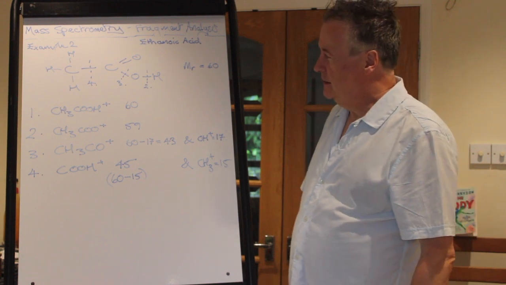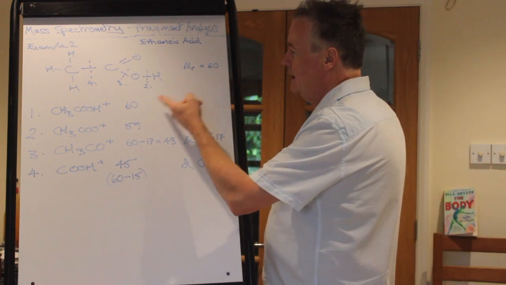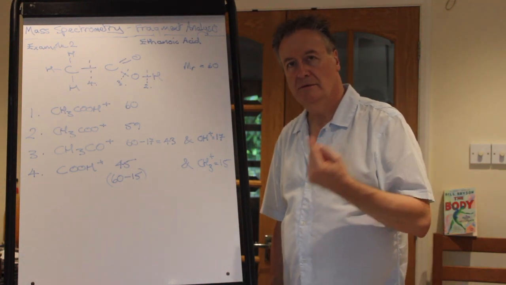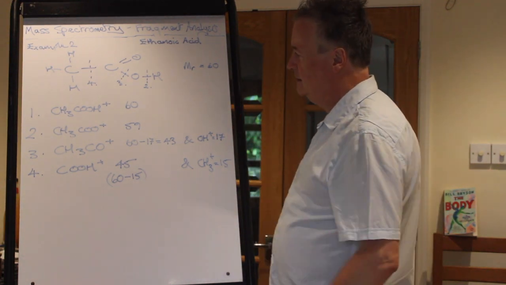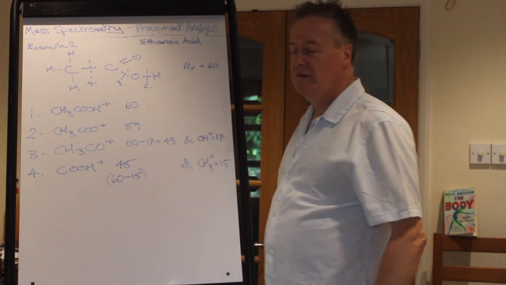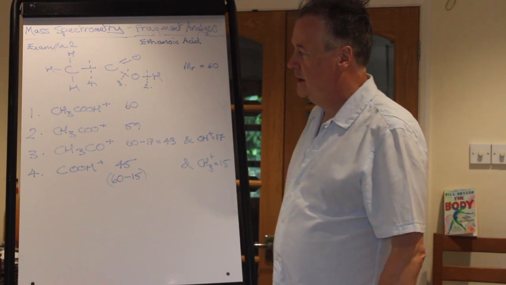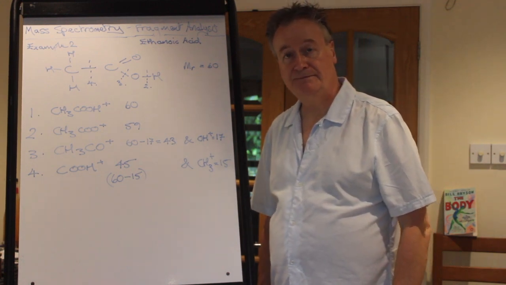Some the same, some different, as you will see. So molecular ion peak, CH3COOH with a plus charge on it, will be at a mass of 60. Break it at 0.2, lose the hydrogen, and we will get CH3COO+ at 59.